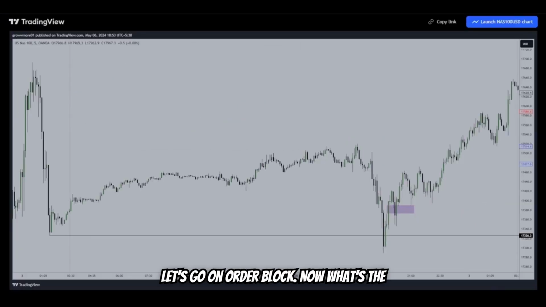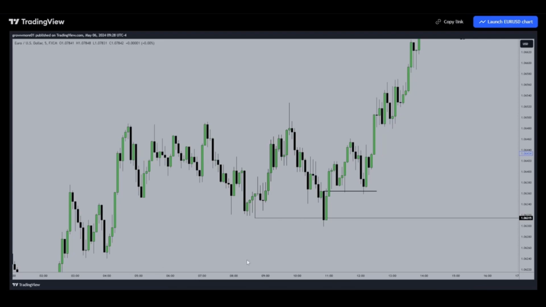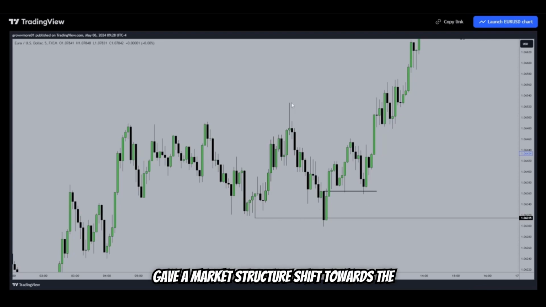Now let's go to the order block. What's the order block? An order block is a candle which is responsible for taking the stop losses. If you look at this example, price gave a market structure shift towards the upside, and this candle's structural low is a swing low, right? Because it has a short-term low to the left of it and a short-term low to the right of it. So this is a swing low.